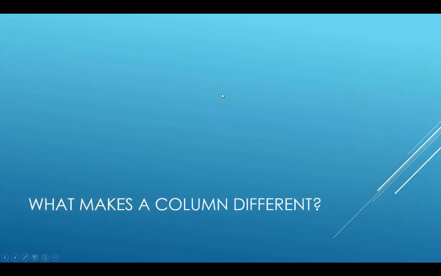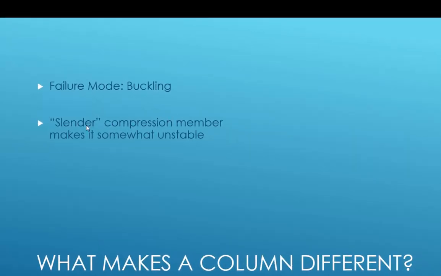So what makes a column different? Well, a column is different because it's long, and that length gives it a different failure mode of buckling. When you say long, we don't necessarily mean long. Long is a relative term. So is long 2 inches or is it 2 yards? Well, what we really mean is by using the term slender.